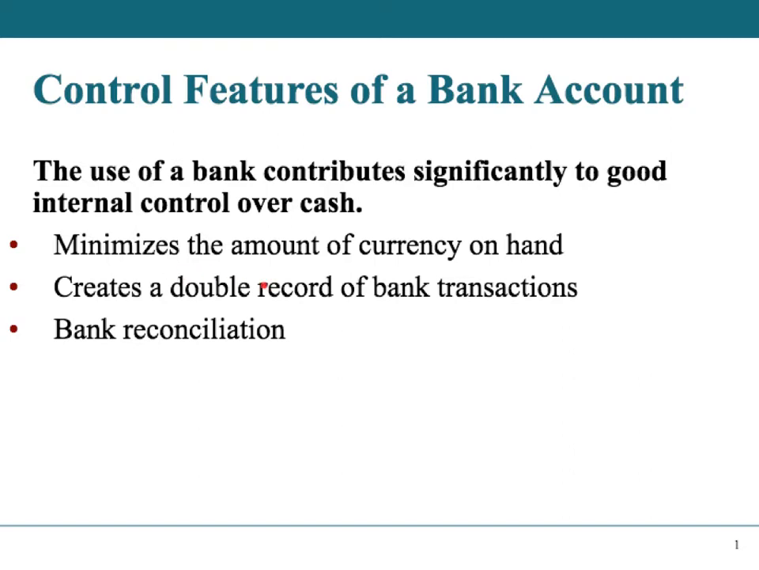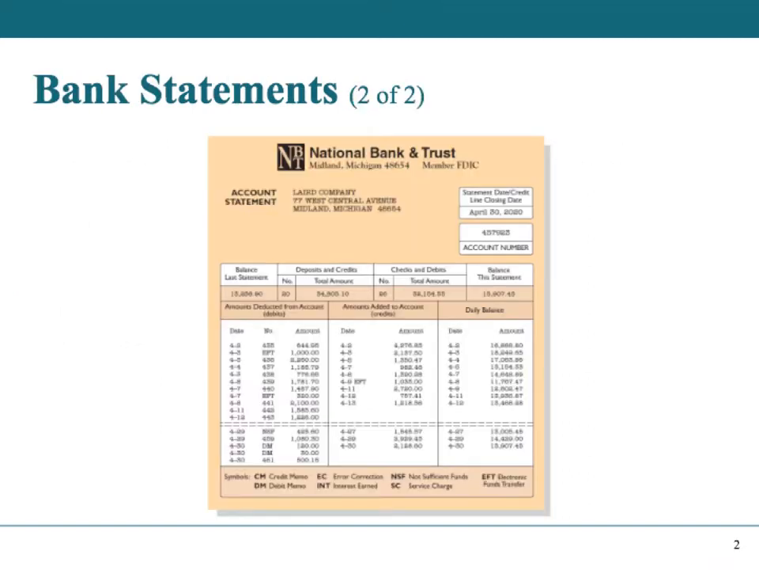We have a double record of bank transactions, us and the bank. And then bank reconciliation is a perfect example of independent internal verification. Let's take a particular look at a bank statement. It might be very much like the one you get from the bank. I would say pull up yours and compare.